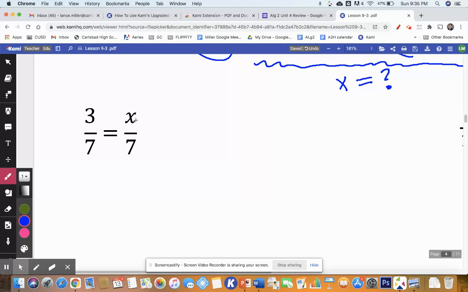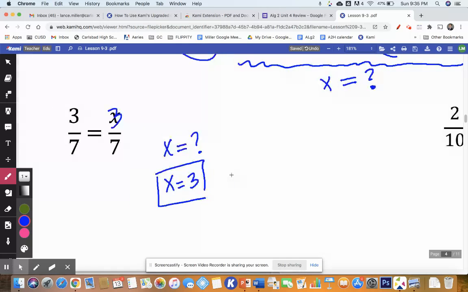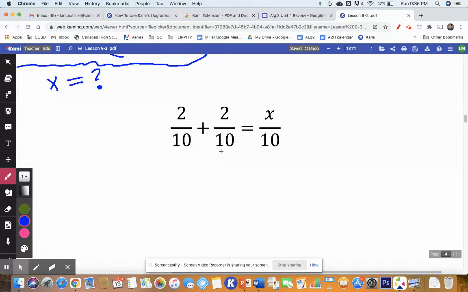If I have 3 over 7 equals x over 7, what do you think x equals? That's right. 3 over 7 equals x over 7. There's no other way that this could be equal unless x is equal to 3. So 3 over 7 equals 3 over 7, right? All right. A little harder here. If we have 2 over 10 plus 2 over 10 equals x over 10, what do you think x equals? Well, on the left-hand side, this would be 4 over 10 equals x over 10. So x has to equal 4, right, for those to be equal.